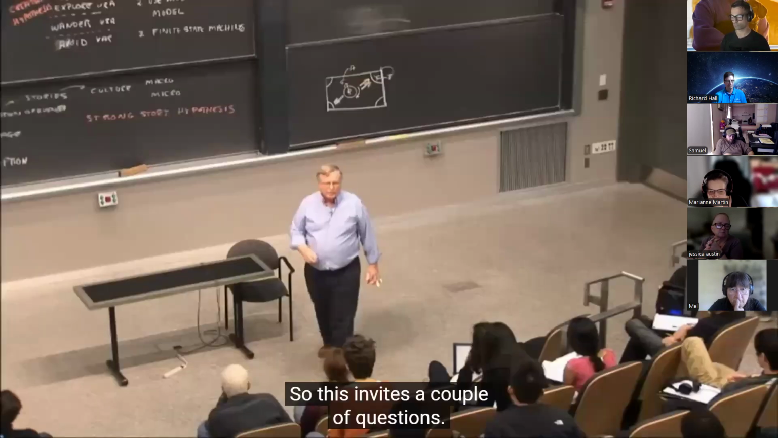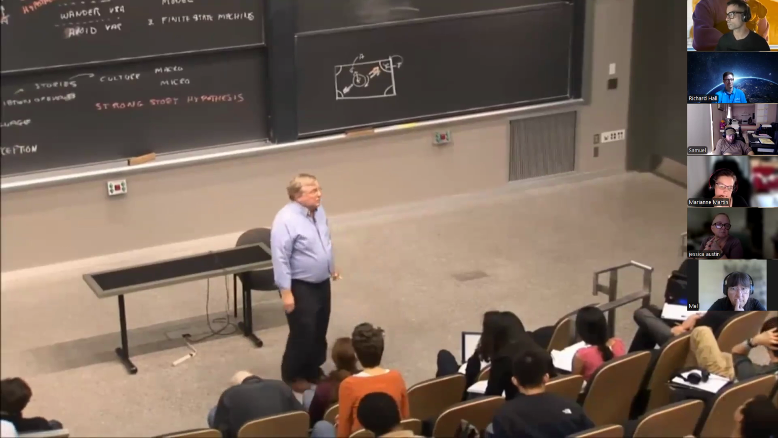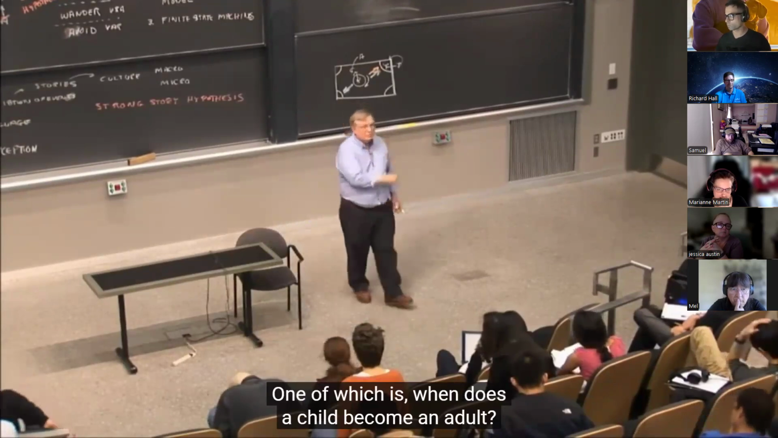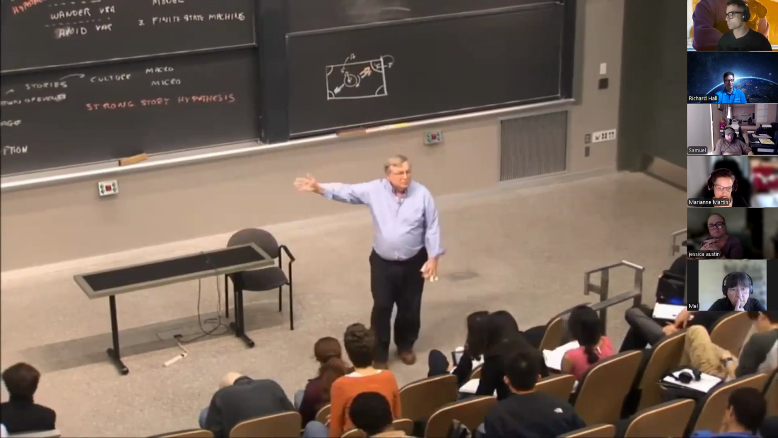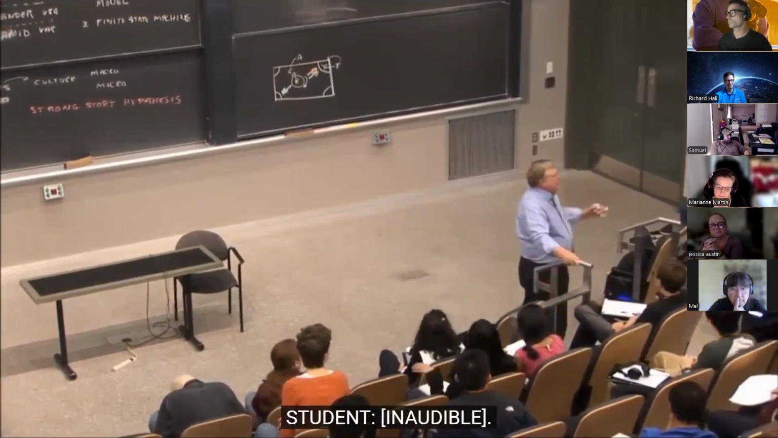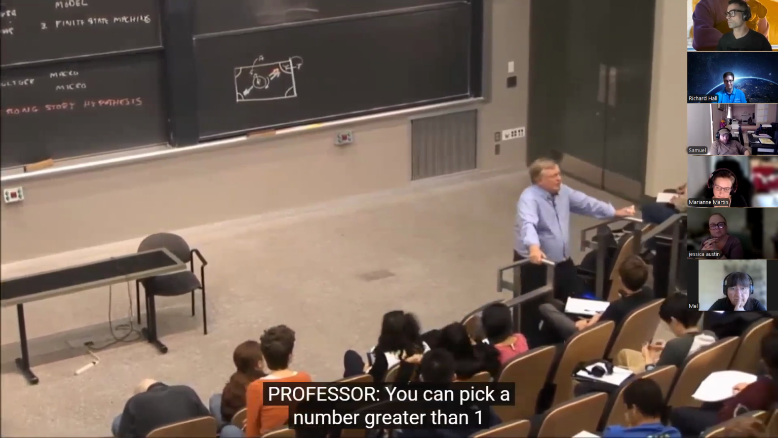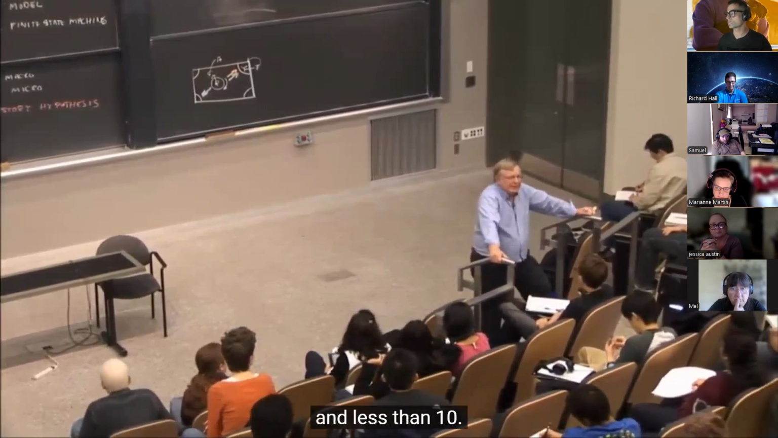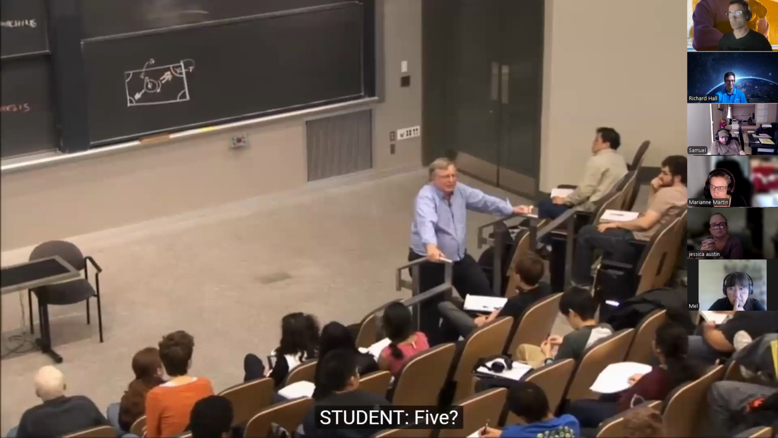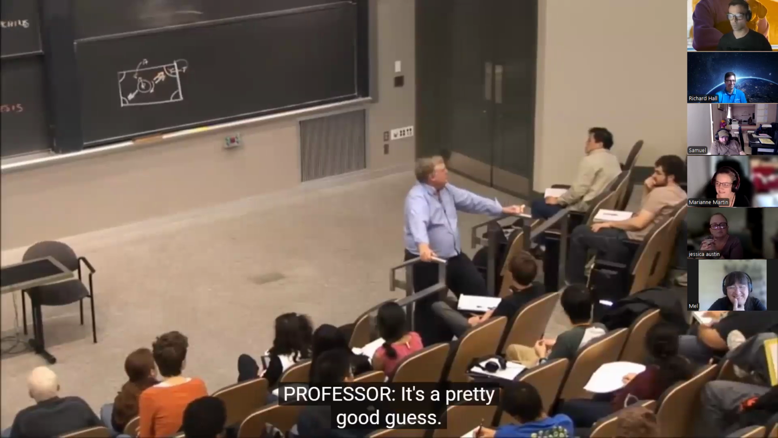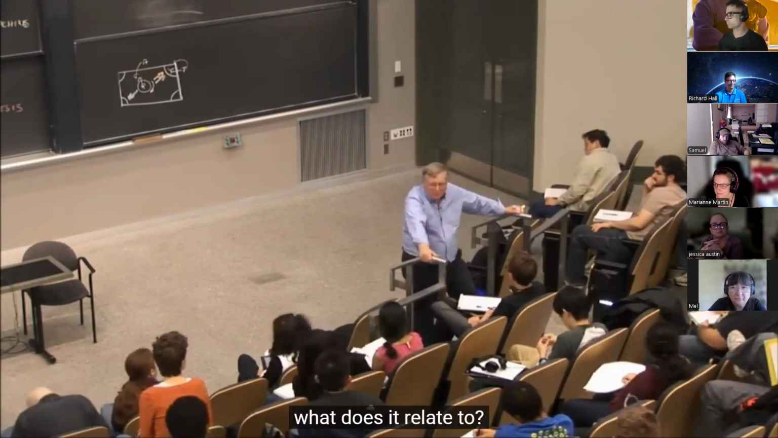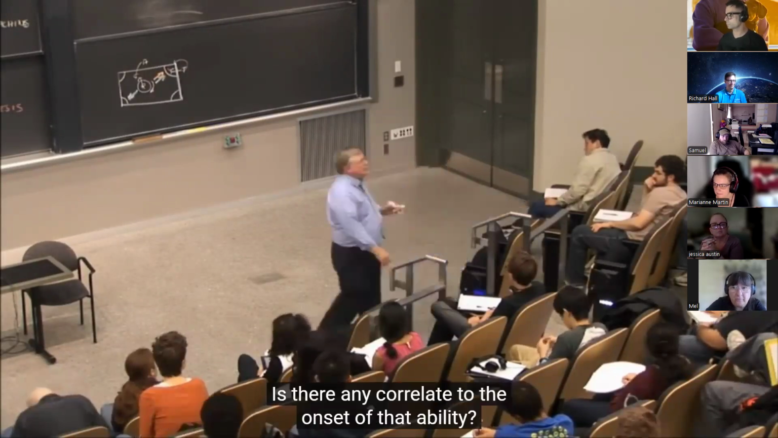So this invites a couple of questions. One of which is, when does a child become an adult? Any ideas? Leka, what do you think? Yeah, you can pick a number greater than 1 and less than 10. Manasa, what do you think? 5? Pretty good guess. Do you have siblings at that age? It's a surprise, but why is it 5? Is it because, what does it relate to? Is there any correlate to the onset of that ability?